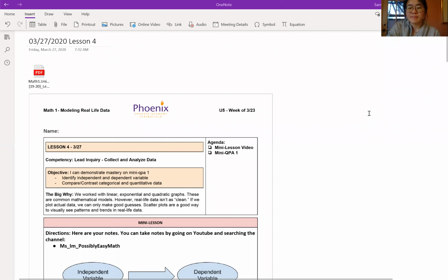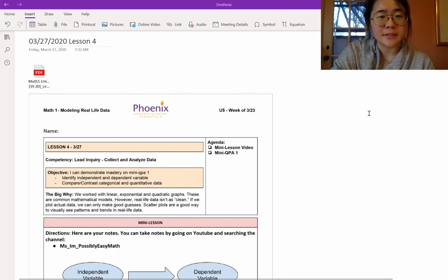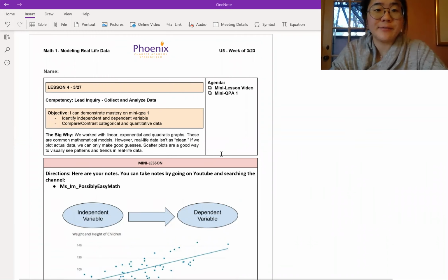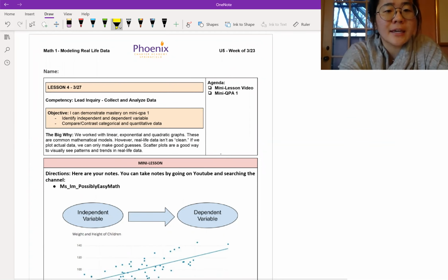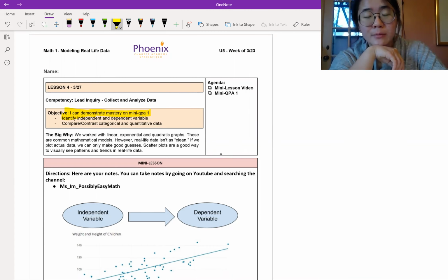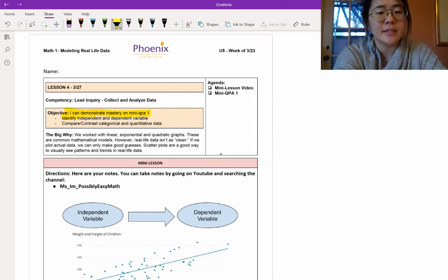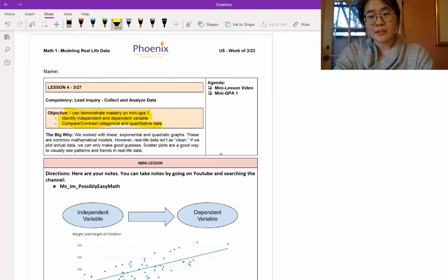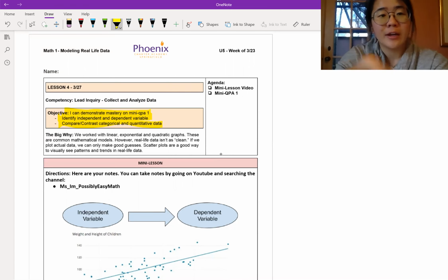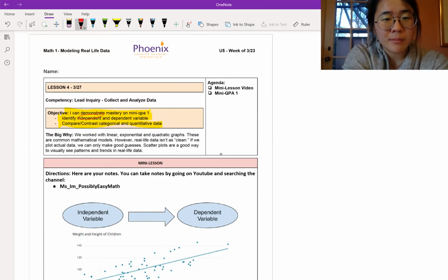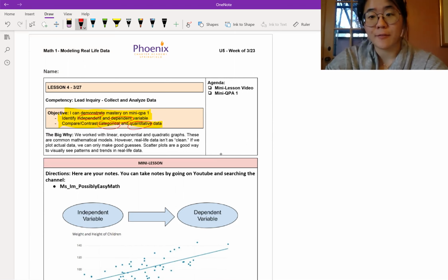Okay, so today is March 27th. We are beginning lesson 4. Our objective for today is to demonstrate mastery on Mini-QPA 1. All right, so it's not the same Mini-QPA 1 that we did right before school closed. I modified it so that you guys can do it at home by yourselves. So basically, you want to go over independent and dependent variable and to compare and contrast categorical and quantitative data. So I will be going over these 4 vocab words, all right? So keep that in mind. You want to be able to understand what these 4 things are, and you should be pretty much set for Mini-QPA 1.